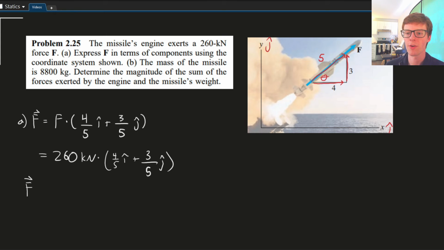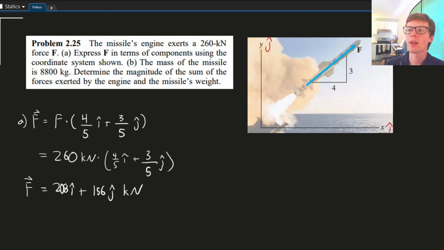And our numbers for F is going to be 208 I hat plus 156 J hat kilonewtons. That's the first part of our problem. Now the second part is going to be the same thing as before. Let me erase these so it's easier to see. So we're going to have F going in this direction with a magnitude of 260 kilonewtons, or 208 in the X direction, 156 in the J direction.